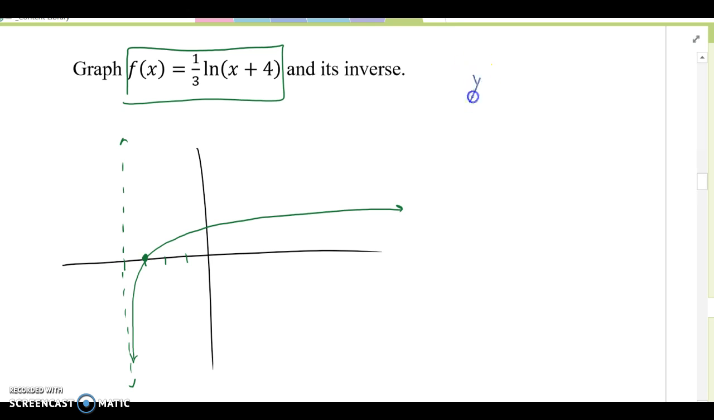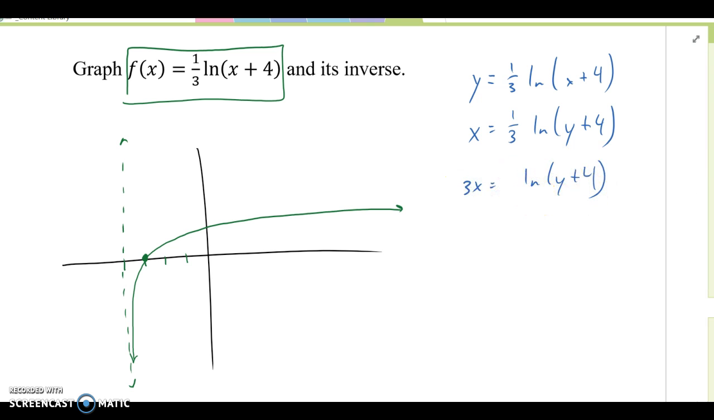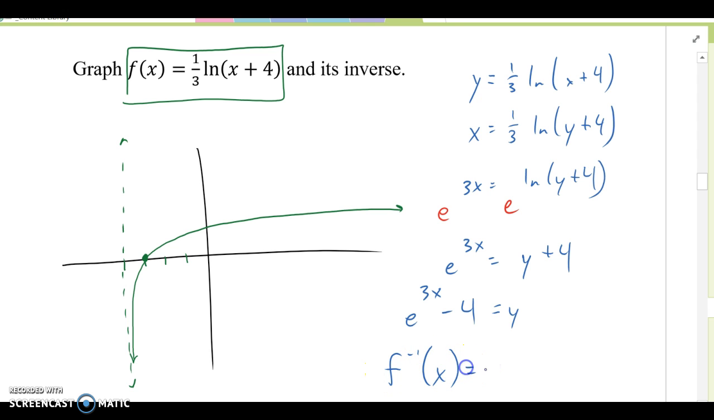So our y equals 1/3 natural log of x plus 4 can be inverted to x equals 1/3 natural log of y plus 4. Solving for y, we multiply both sides by 3. And we undo the logs by exponentiating. We get e to the 3x equals y plus 4, or y equals e to the 3x minus 4. F inverse, in this case, equals e to the 3x minus 4.